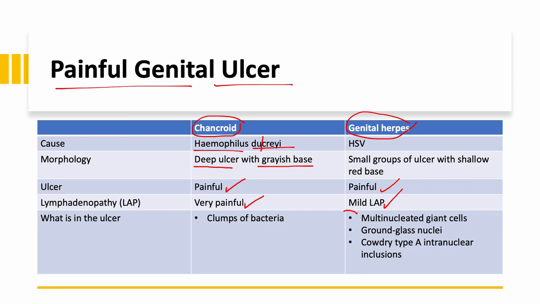An important aspect of genital herpes is the microscopic manifestation. Under the microscope, the infected keratinocytes with herpes simplex will show multinucleated giant cells, ground glass nucleoli, and Cowdry type 1 intranuclear inclusions. Those three features are considered viral cytopathic changes induced by the herpes simplex virus. This is very high yield.